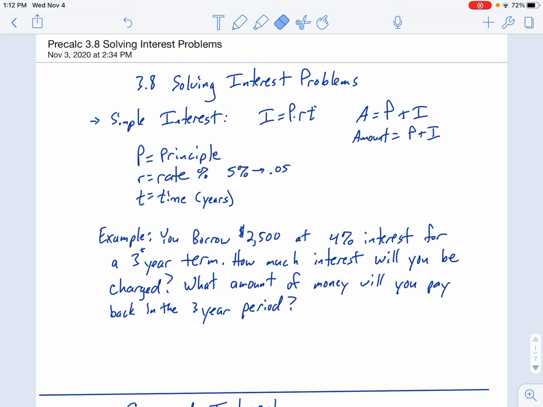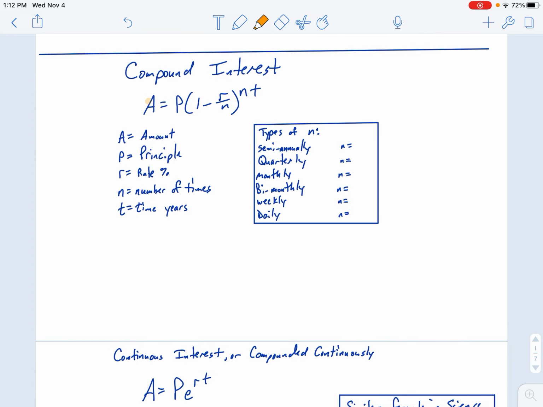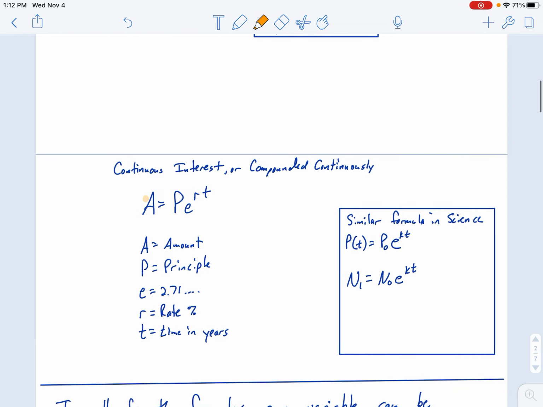So yeah. All right. So here's what we're going to be learning today. We're going to be learning the compound interest formula, which is here, and how to use it. And we're going to be learning the continuous interest formula right here and how to use that.